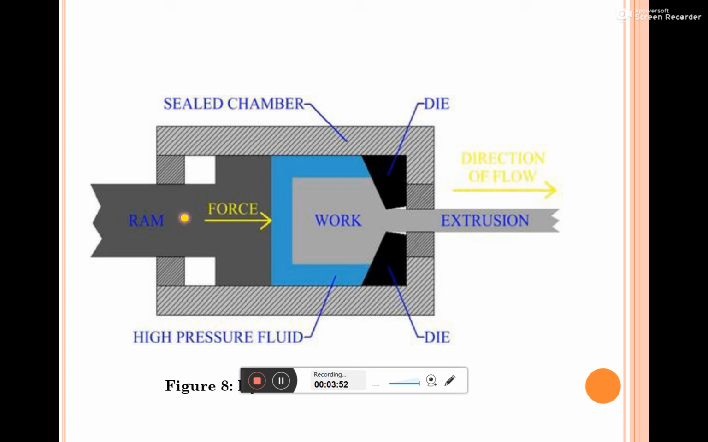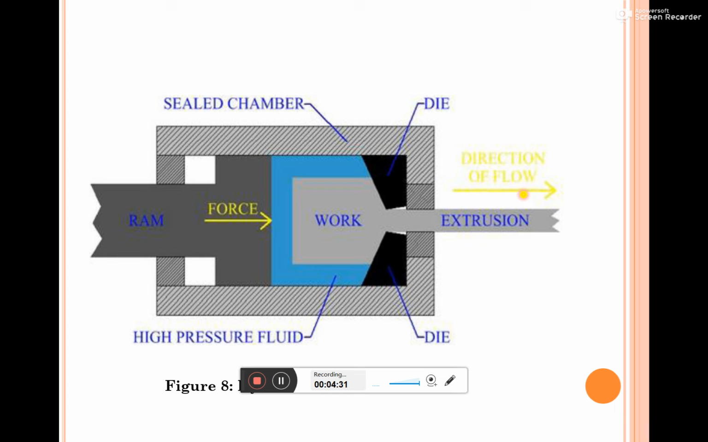After that, by means of the ram we apply the force over the high pressure fluid. Then this high pressure is transmitted to the workpiece by means of the high pressure fluid. Due to that high pressure, the workpiece is made to flow through the die orifice, and we get the product as per the die orifice cross section. That is how we produce this product by using the hydrostatic extrusion process.